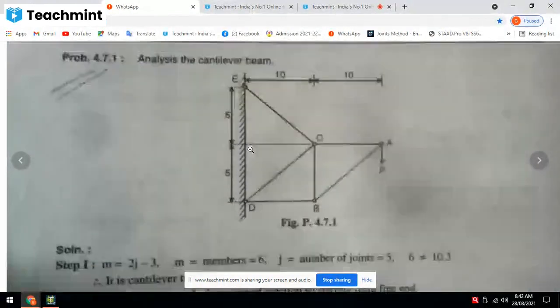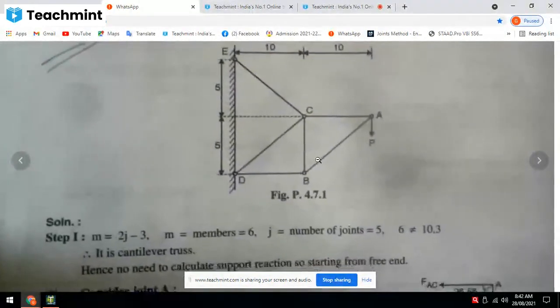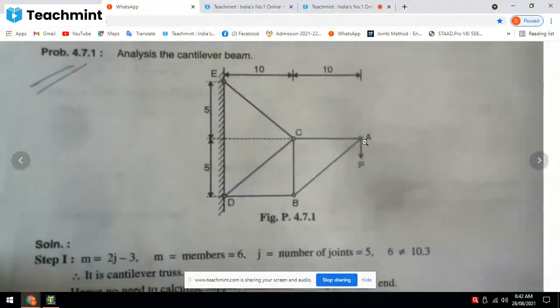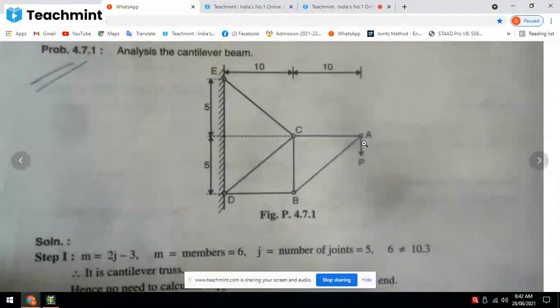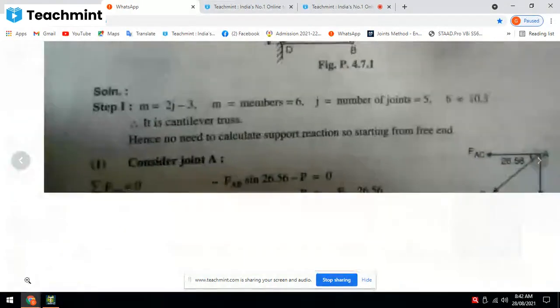So we'll assign the fixed support, right? But as I told, if you're doing the manual calculation, always start from the free end. In case of cantilever truss, always start from the free end. From the free end, you can start taking the summation of x, summation of y, by using method of joint or method of section. Okay, you can get the forces in the member, right?